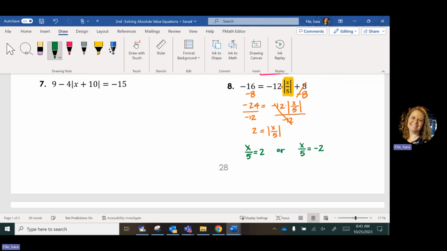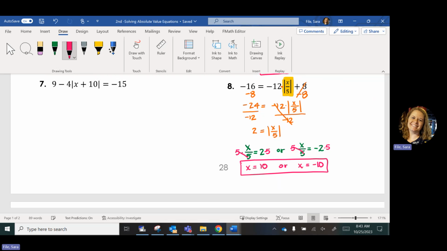So now I'm going to solve both of those. How do I get rid of divided by 5? The opposite is to multiply. So I'm going to multiply the 5 to the other side. I'm going to do that to both equations. So I got x equals 10 or x equals -10. So here's one of the instances where I got opposite answers. But again, that's not going to happen every time. That's not something you should expect. Feel okay about that one?